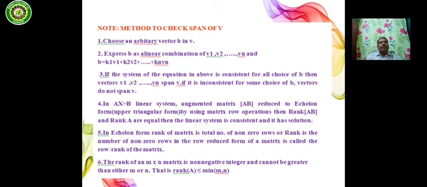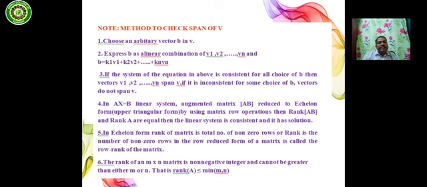Here is the method to check the span of V. How do we say that a vector is an element of the span of V? First choose an arbitrary vector b in V. Then we write b as a linear combination of the vectors: b equals k1 v1 plus k2 v2 plus so on plus kn vn. That system is called a non-homogeneous linear system.